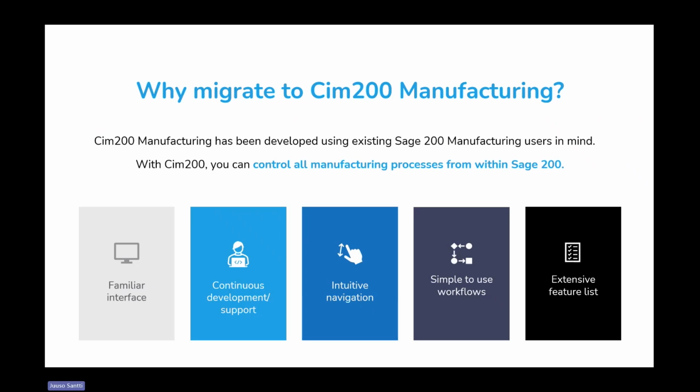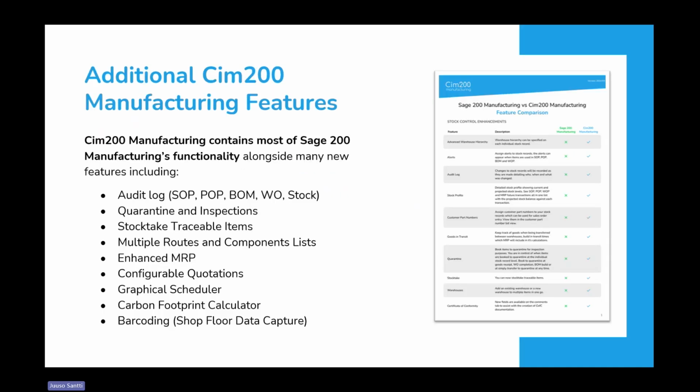So what would be the key reasons to choose Cim200 Manufacturing as a replacement to your existing solution? I hope that during the demonstration you will see how familiar the interface is and how the workflows and information are more accessible than in standard Sage. We have a published roadmap of new features, which is heavily driven by our wish list, where you can look at feature wishes as well as upvote existing ones. And as mentioned, we are heavily focusing on customer requests.